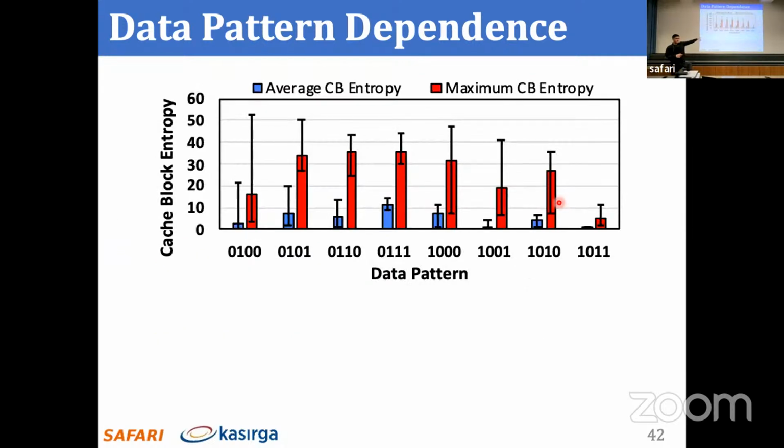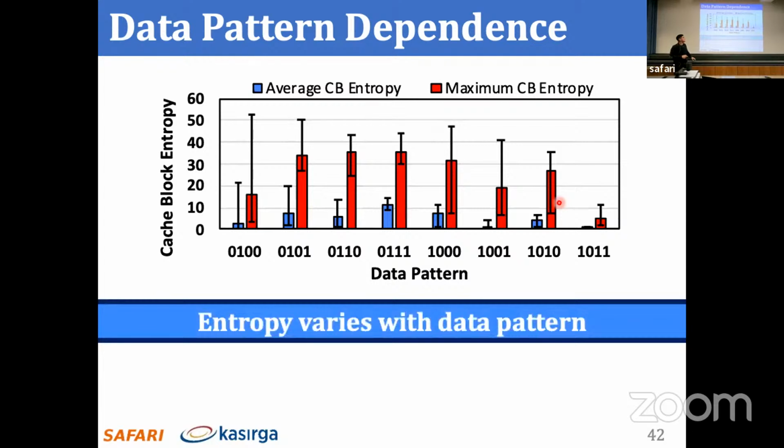And this plot shows the maximum and average cache block entropy for different data patterns on the x-axis, and on the y-axis is the value. These error bars are showing you the distribution across all 17 modules we test, or 136 chips. One observation is that we see entropy varies with data pattern. Here we exclude the data patterns that don't result in significant entropy from this figure.